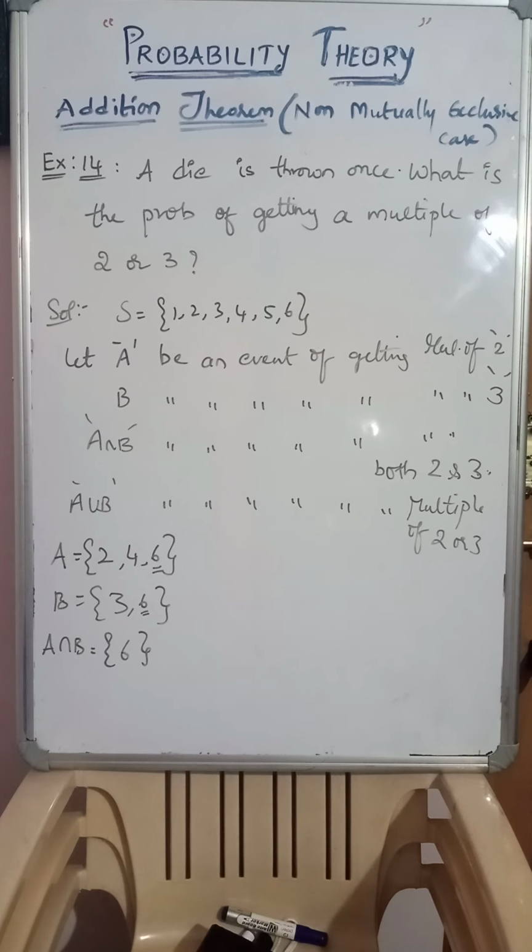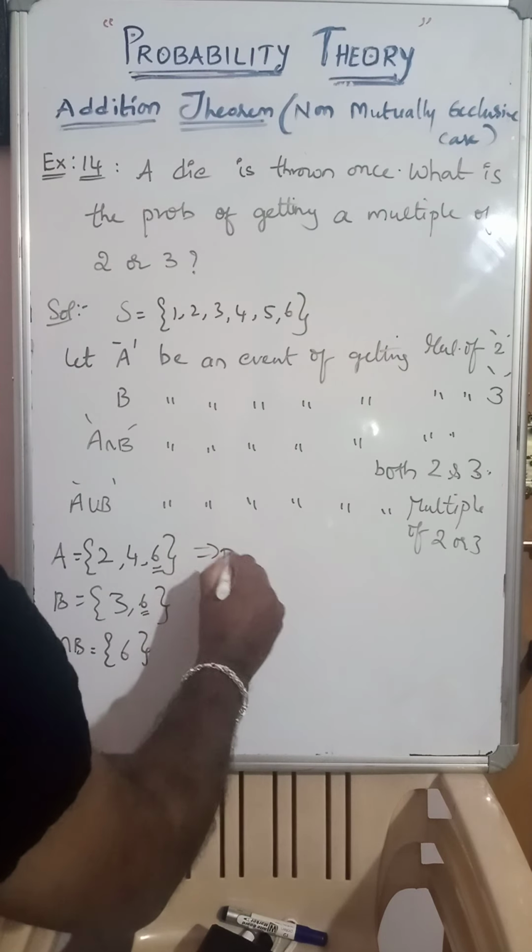Clear? Favorable cases I have written. A is 2, 4, 6, multiples of 2. B is 3, 6, multiples of 3. And A intersection B, the common element between them, see, 6 and 6. A has the value 6 and B also has the value 6, a sample point. Therefore, the common element between A and B is 6. According to this, find out the probability.